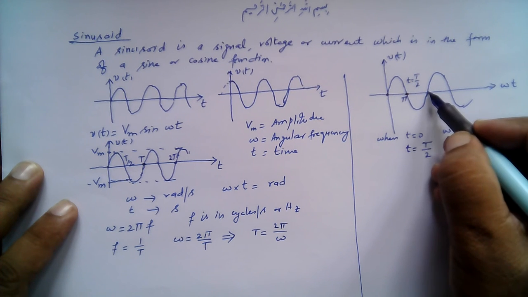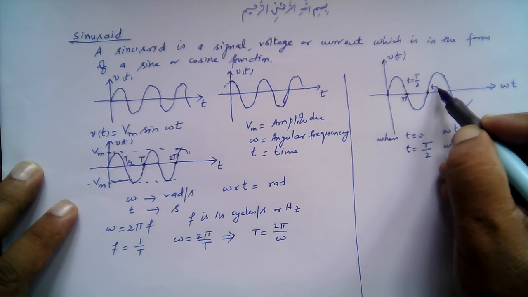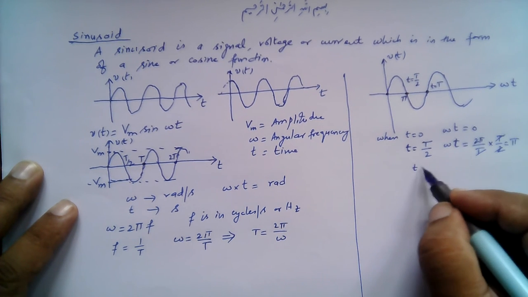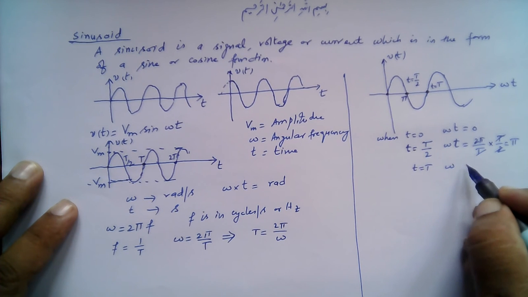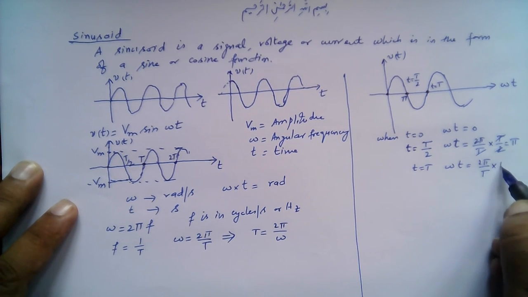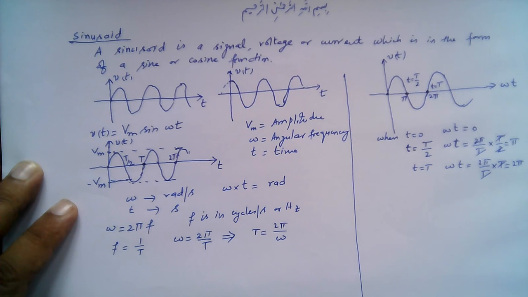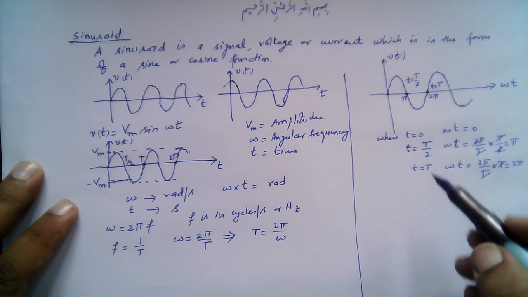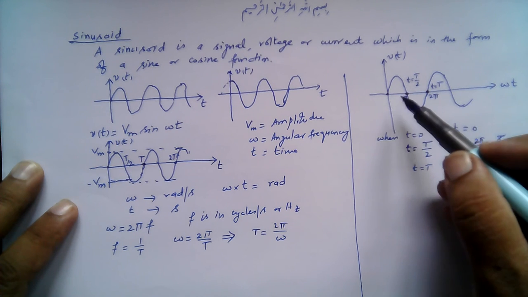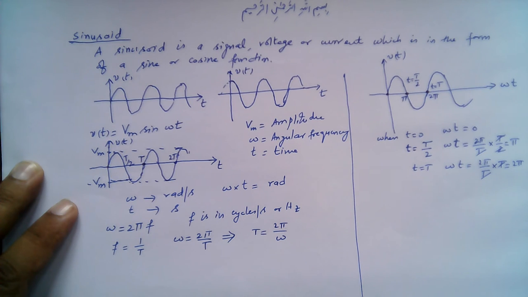And when t is equal to capital T, then omega t is 2 pi over T multiplied by T, that is simply equal to 2 pi. So this is 2 pi here, right? So this is a periodic signal with period 2 pi, on the omega t axis.